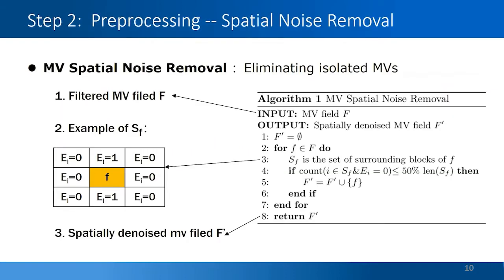MV spatial noise removal is for eliminating isolated MVs. Input is the filtered MV field F. The example of SF is as follows. We use the number of zero MVs in SF to determine F. Like this example, we remove it. Output is the MV field F prime.